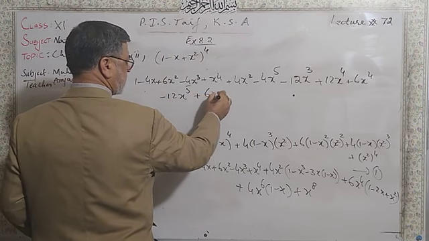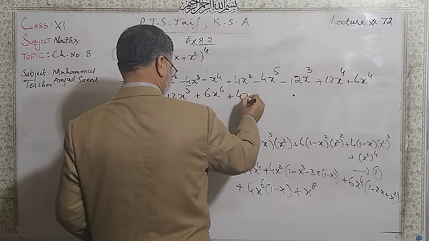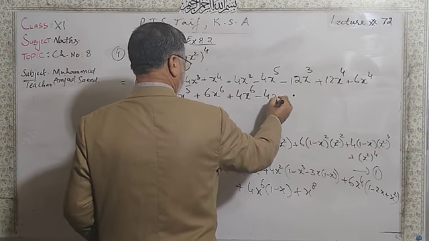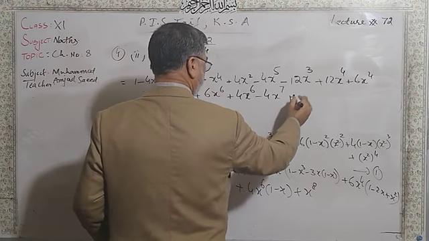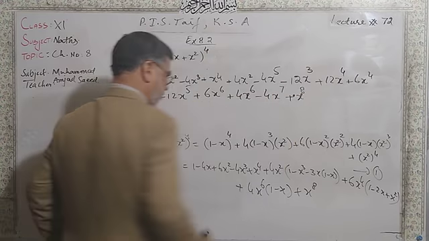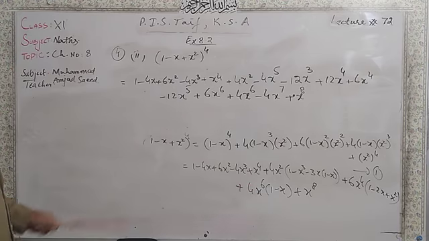Plus 6x6 plus 4x6 minus 4x7 plus x8. So we have minus 4x7.